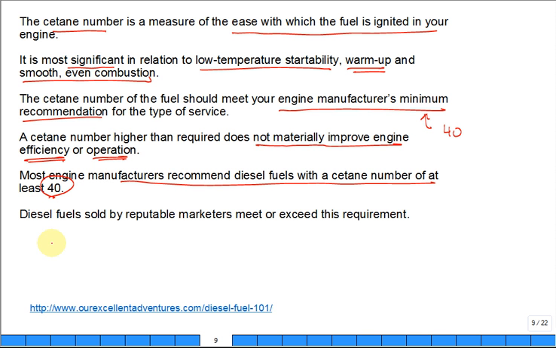And this always kills me. Diesel fuel sold by reputable marketers. What does that imply? There's some disreputable marketers. Where are the disreputable marketers? I don't know. Where are they at? It just implies there's disreputable marketers, and I don't know of any.